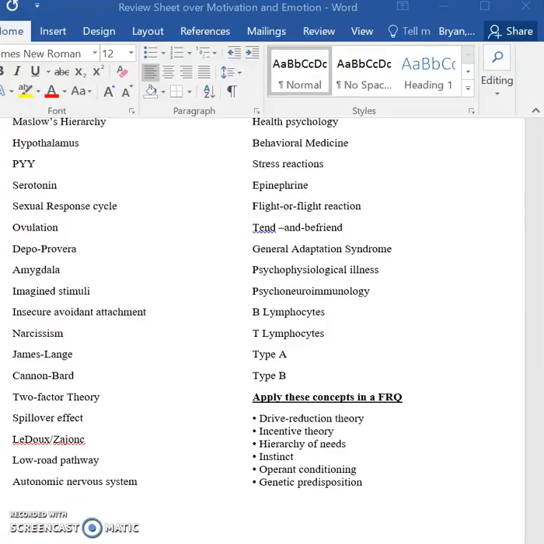Operant conditioning, how does that apply? We've talked about operant conditioning. Remember, that's different than classical. Think of like how you're gonna train a dog. And then genetic predisposition. I'm gonna give you a scenario. You're gonna take every one of these concepts, you're gonna apply them to the scenario and tell me whether or not that theory or that idea is a good use in that situation. Like I said, there's a right and wrong answer, but this is going to be something you're going to focus on Wednesday.